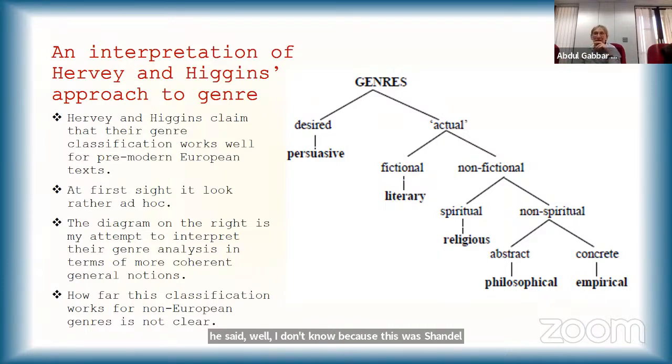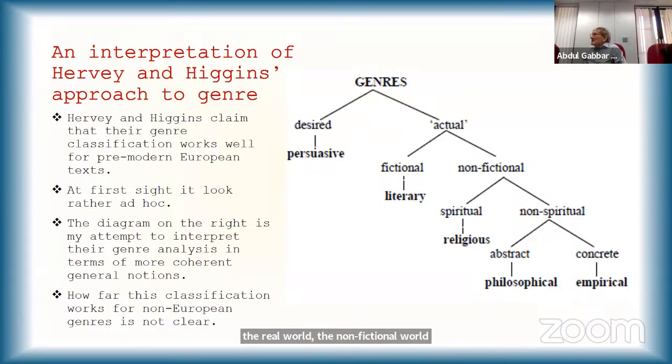So it did occur to me that maybe one way of looking at this is to start with pairing them off and saying, well, okay, we can look at things that are actual, and we can look at things that are desired. If we desire something, that gives us a persuasive genre. If we look at the actual, we can think of the real world, the non-fictional world, and we could think of the fictional world.